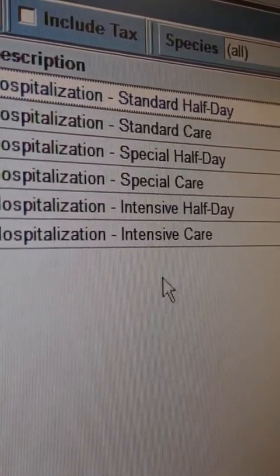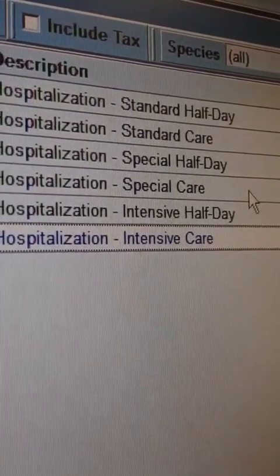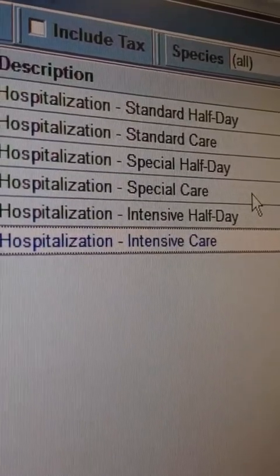And that is how you would select hospitalization based on what's presenting and what's being hospitalized.